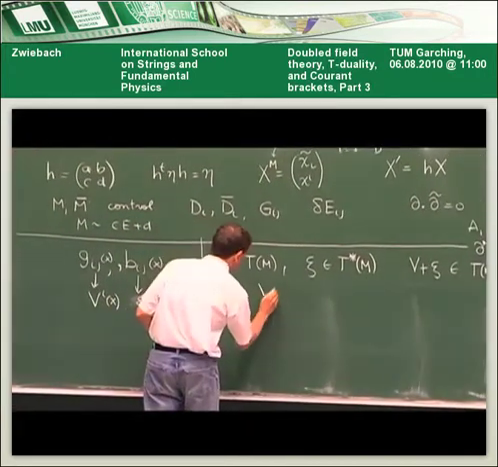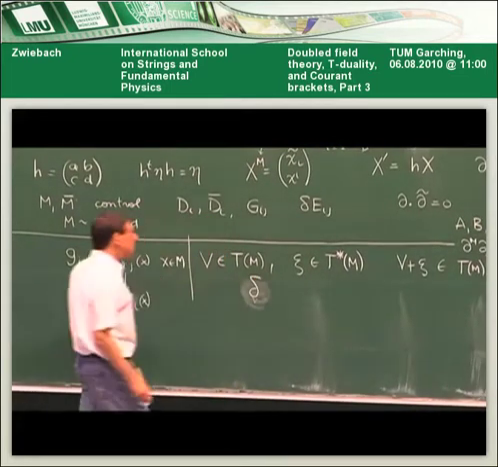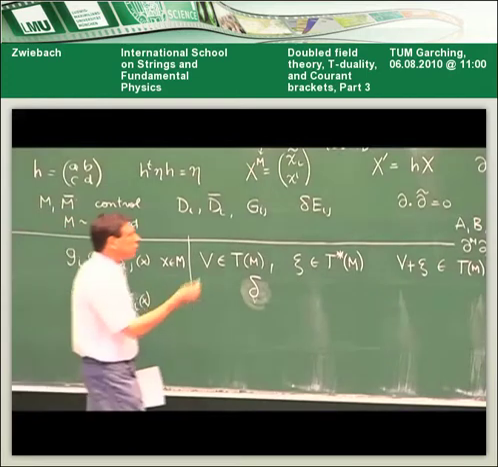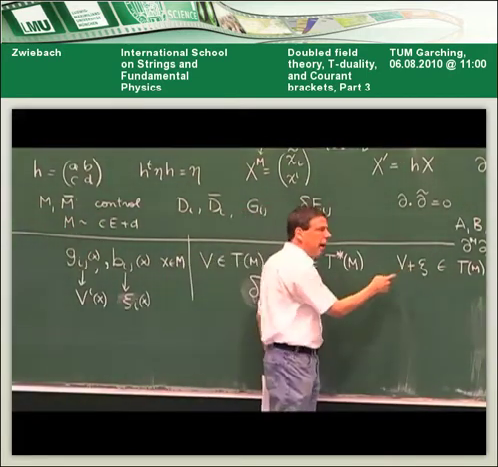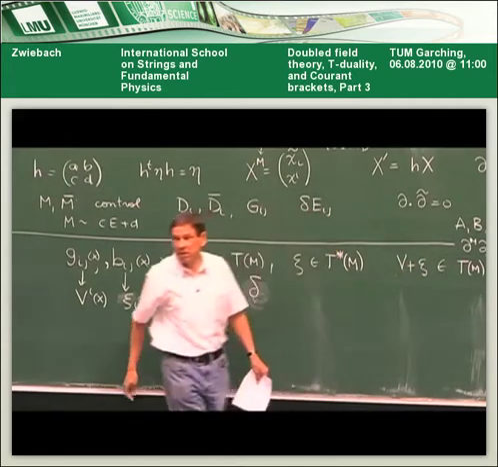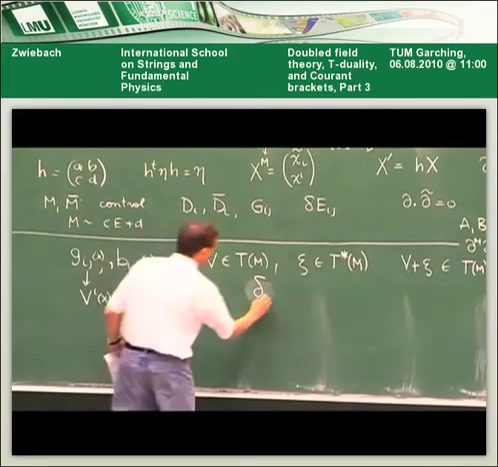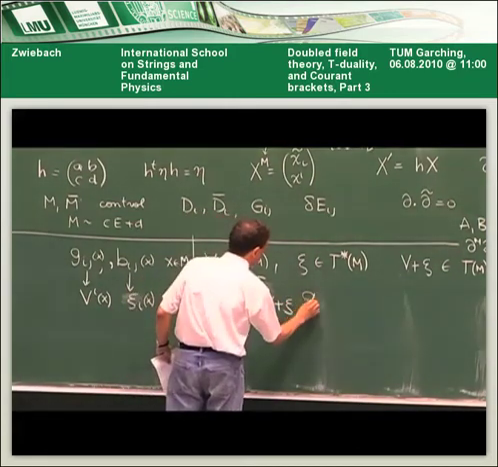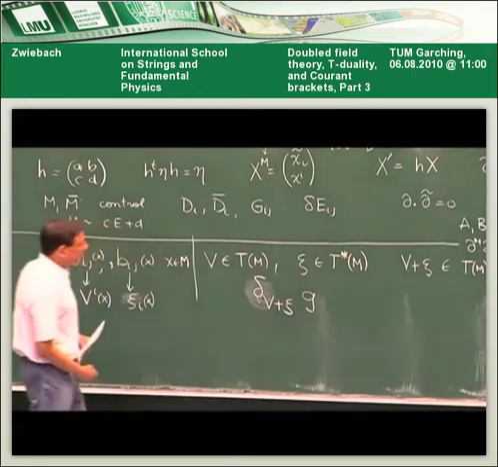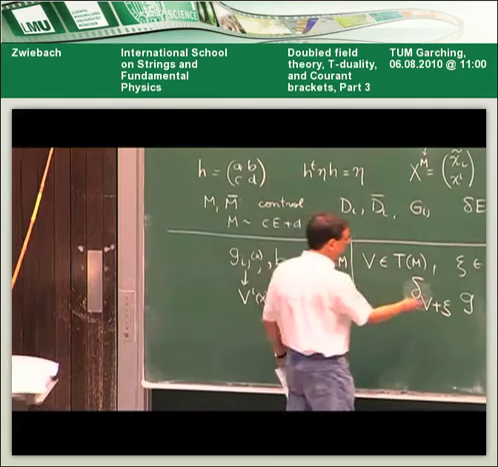So let's write the gauge transformation, delta. And what is the gauge parameter? Each time I want to write the gauge parameter, I should say V and Xi, but I will just write V plus Xi. There's no confusion in putting them together. So I write delta V plus Xi of the metric, and I will not put indices. Try to work without indices.